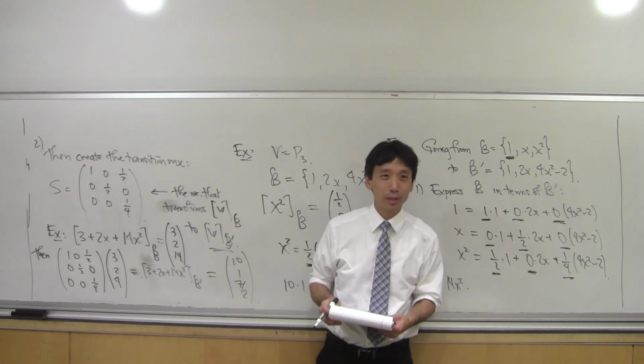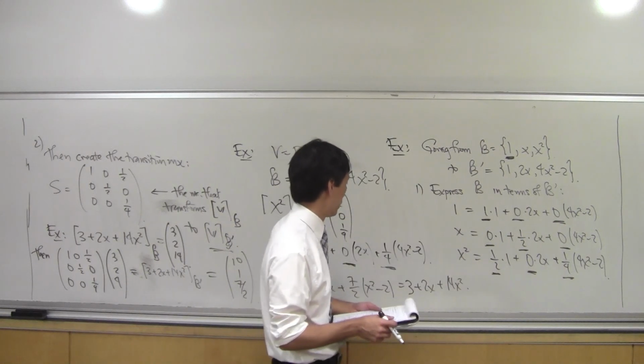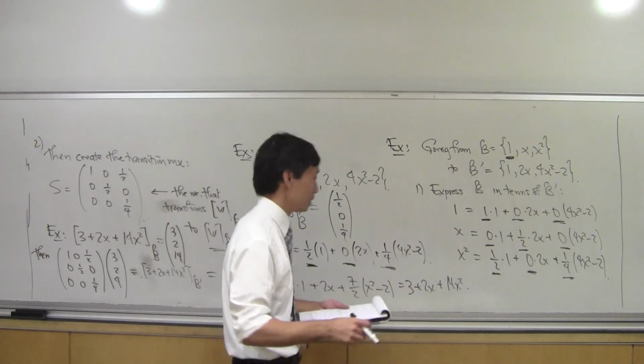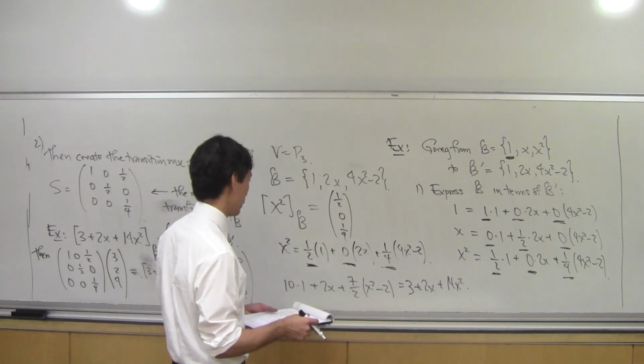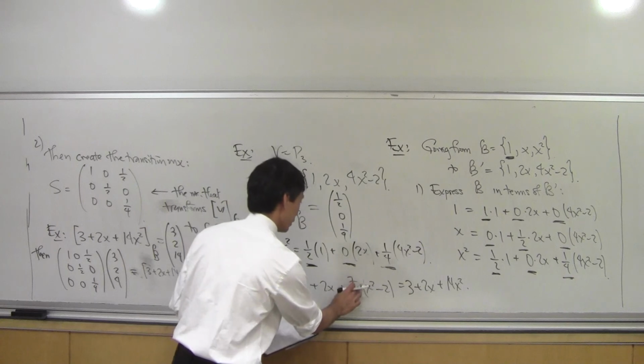Yeah, Eric. Should there be 4x squared? Oh yeah, did you see that? Sorry. Yes. Oh, there's one below. 7 over 2 of 4x squared minus 2, it should be 4x squared. Oh, thank you.